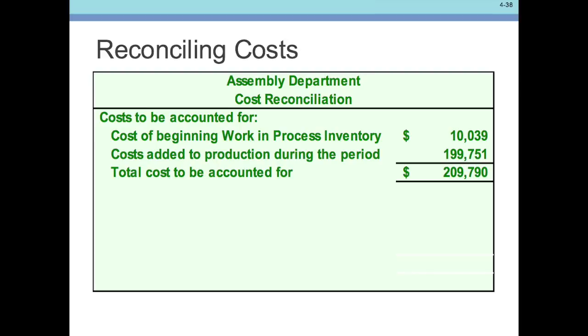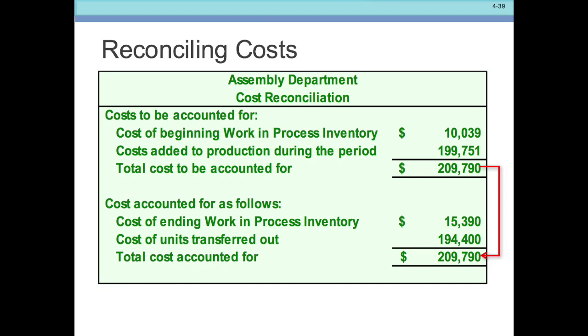So when you start thinking about process costs and how to move through this, one of the things you want to do is start to reconcile the difference between the two situations. So in this case, we've got cost reconciliation. Cost to be accounted for: the cost of beginning work plus the cost of additional production is $209,790. We reconcile that with the costs of ending work in progress inventory and the cost of the units transferred out.